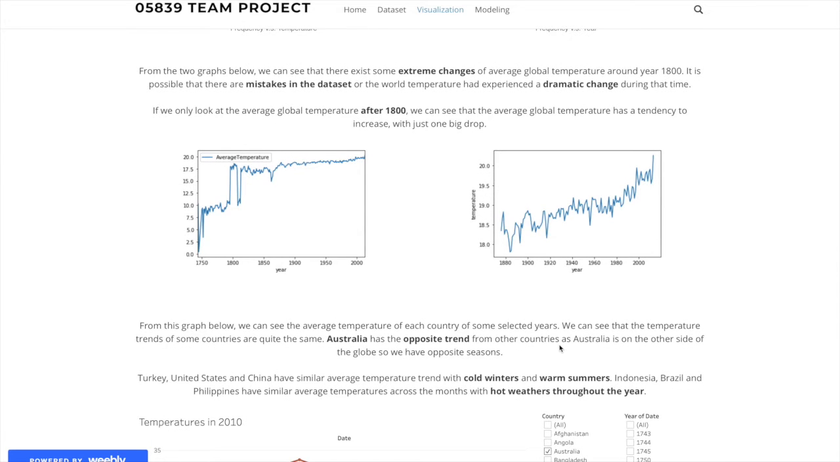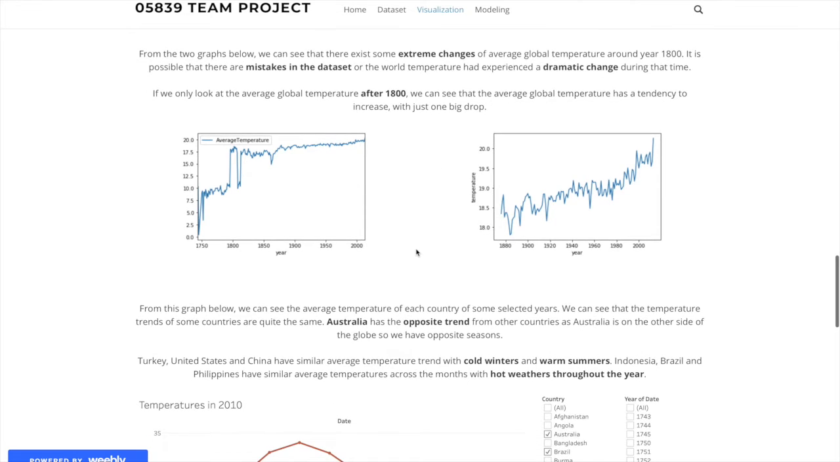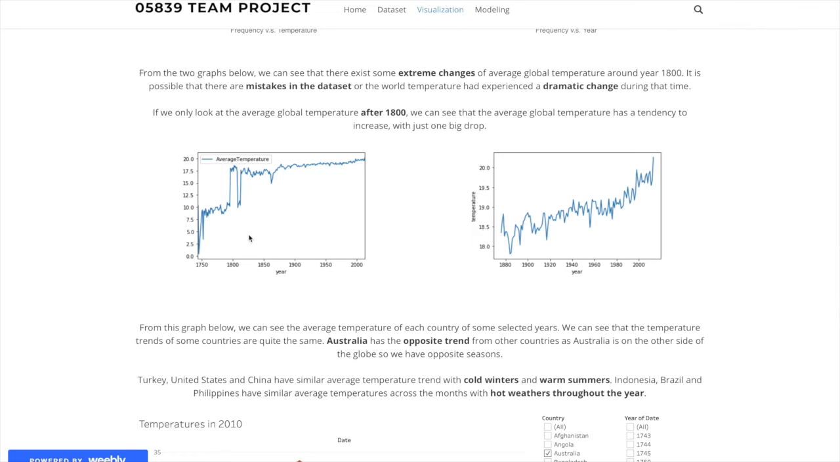From these two graphs below, we can see that there are some extreme changes around the year 1800. We're not sure whether they are mistakes in the dataset or the world temperature has experienced a dramatic change during that time. If we look at the average temperature after 1800, we can see that the global average temperature has a tendency to increase with just one big drop after 1880.